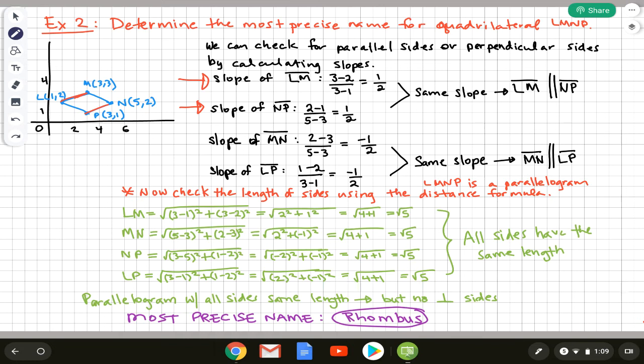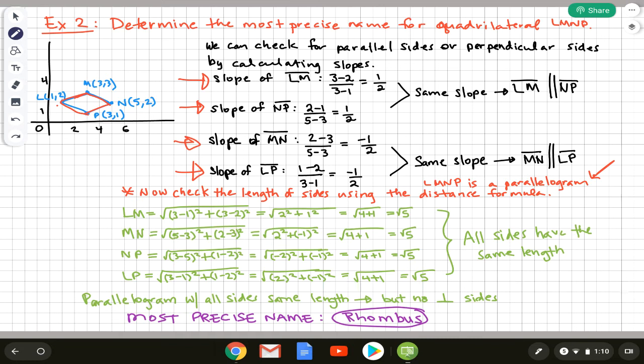Then I checked the other two sides, MN and LP. MN turned out to be negative 1/2 when I used the slope formula, and LP also turned out to be negative 1/2. So those also had the same slope, and that means that MN is parallel to LP. So right now I know that I have a parallelogram. That's already clear because the opposite sides are parallel.